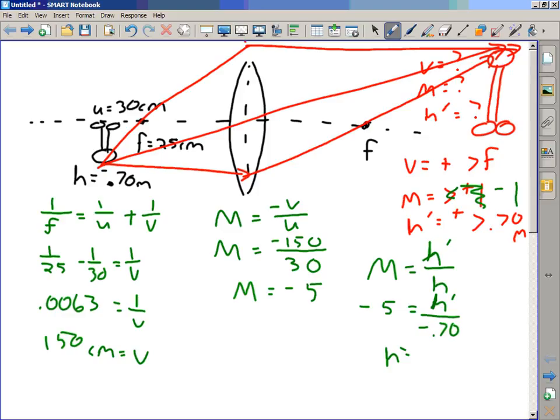By the way, not converting back to base units for either of you on that test that I'm grading right now. Okay. So where does this height come out to be? 3.5? 3.5 meters. It is positive, which is what I expected, and it's greater than the other height, 0.7. So everything here is lining up just right.